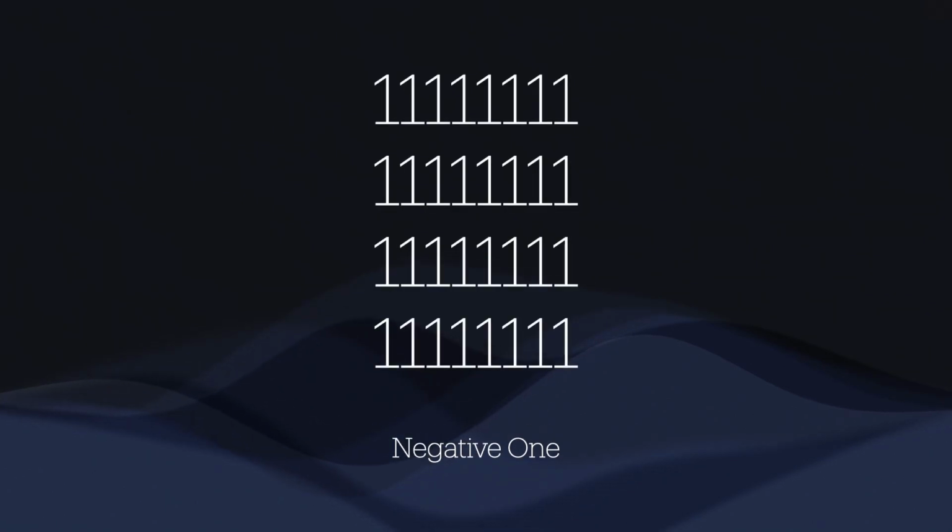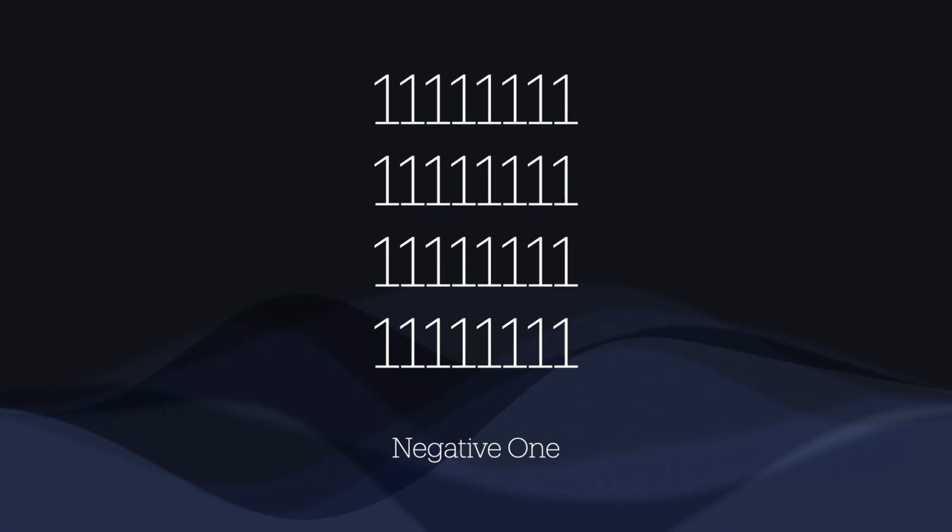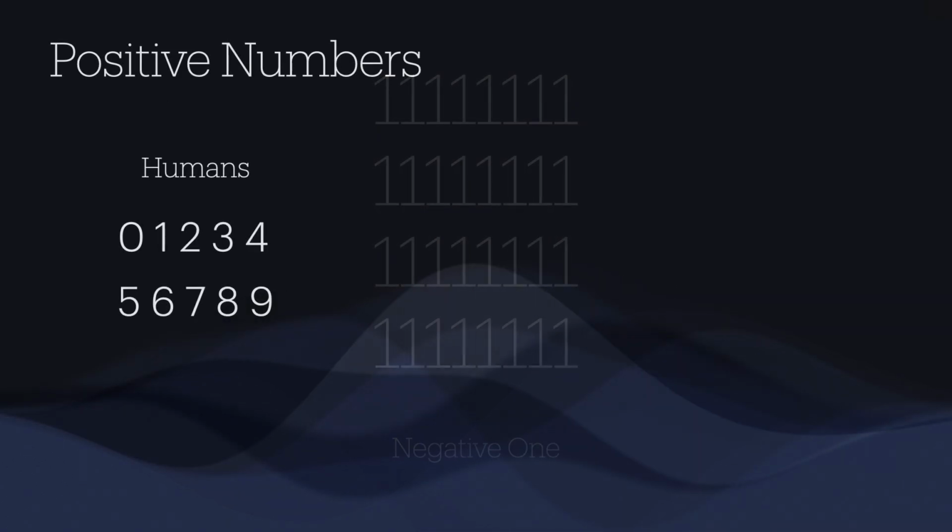Today we're going to be taking a look at why computers typically store -1 as 32 ones, and all of the things that tells us not only about how computers work, but about how our own number system works. To start off, let's focus on how computers write positive numbers.